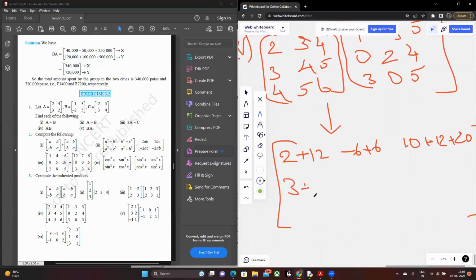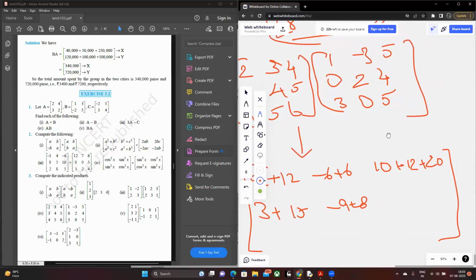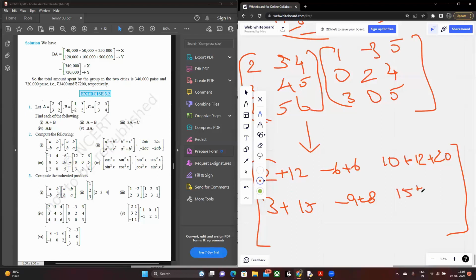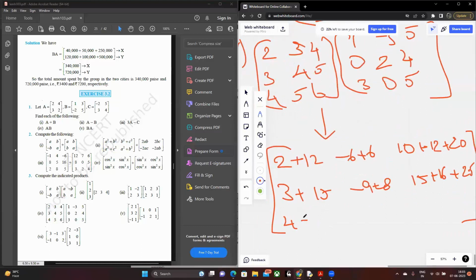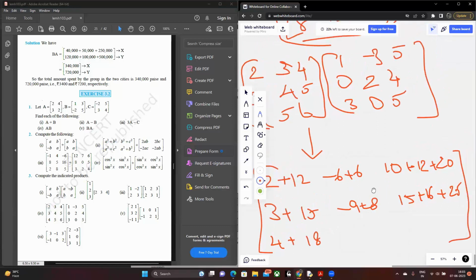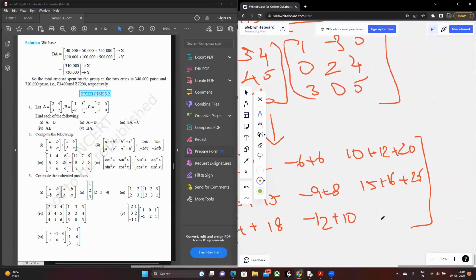That is going to be 3 plus 5, these are 15. Then you'll have 3 into minus 3. That is going to be minus 9 plus 8. Then you'll have 15 plus 16 plus 25. And finally over here you'll have 4 plus 18. You will have 4 into minus 3 as minus 12 plus 10. And you will have 20 plus 20 plus 30.